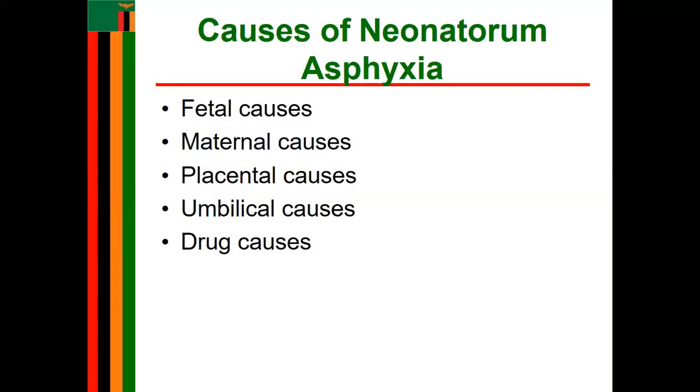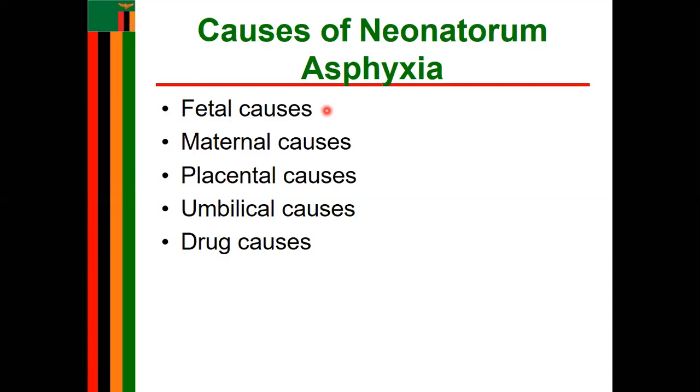When it comes to the causes of neonatal asphyxia, we'll group them in terms of fetal causes, maternal causes, placenta causes, umbilical causes, and also drug causes. So we'll start with fetal causes. The first one is that the air passages could be blocked by liquor or meconium. The air could be blocked by the liquor, which is the amniotic fluid, or the meconium itself.